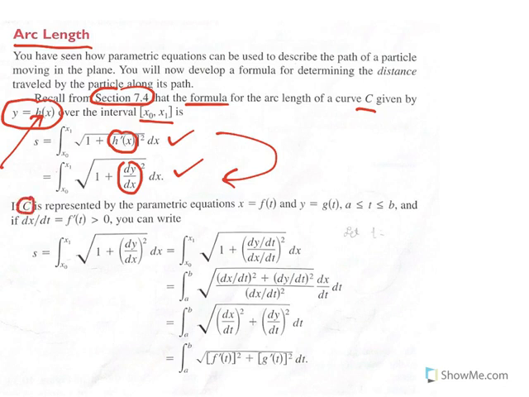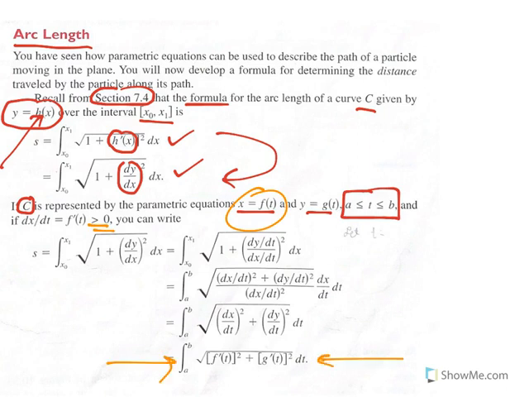If C is represented by a set of parametric equations on the interval from t is equal to a to t is equal to b, and dx dt, look over here, x is equal to f of t, so dx dt is f prime of t. If that's greater than 0, you can do the following manipulation to arrive at the integration formula for arc length when you have the arc described by a set of parametric equations.